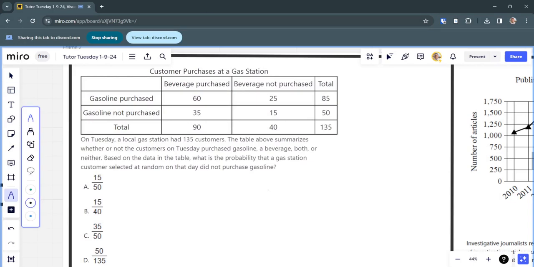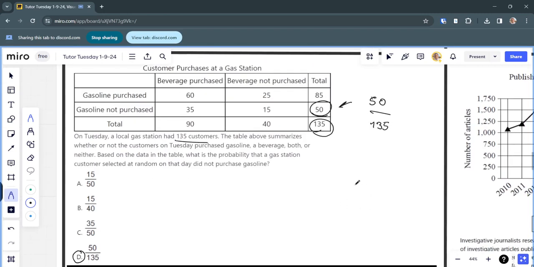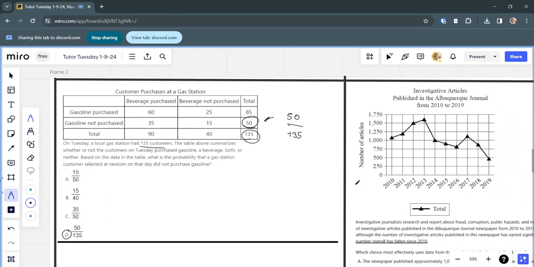What is the probability that a gas station customer selected at random on that day did not purchase gasoline? That's just going to be this row right here. In total, there were 50 people who did not purchase gasoline. And we can divide that by the total number of people that came on Tuesday, which was 135. That's also listed right here. 50 over 135 is going to be exactly answer choice D. So not too bad at all. Just a little simple probability problem.